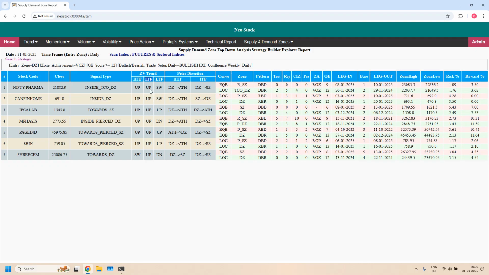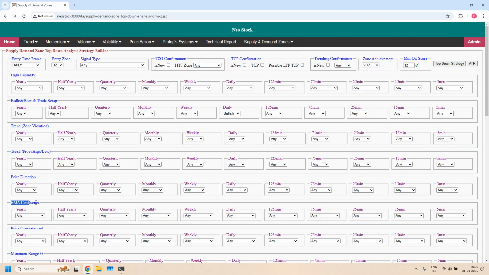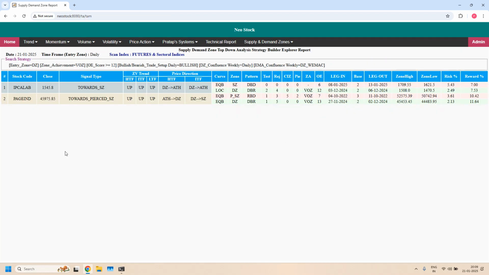Because daily is part of weekly, you can look for weekly demand zone with weekly EMA confluence, because daily is there inside the weekly. So in the EMA confluence weekly time frame, because the daily is part of the weekly, that's why I'm enabling the filter weekly demand zone having weekly EMA confluence. With this filter, we got two stocks. So these two daily demand zones, they are part of the weekly and also having weekly EMA.